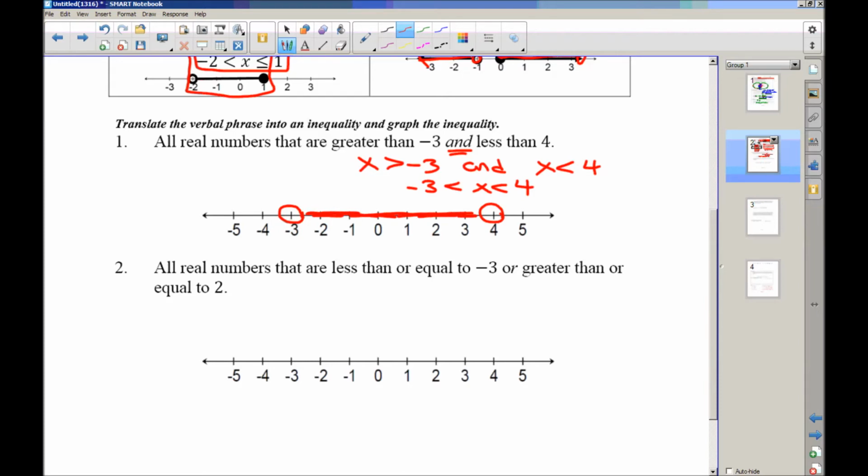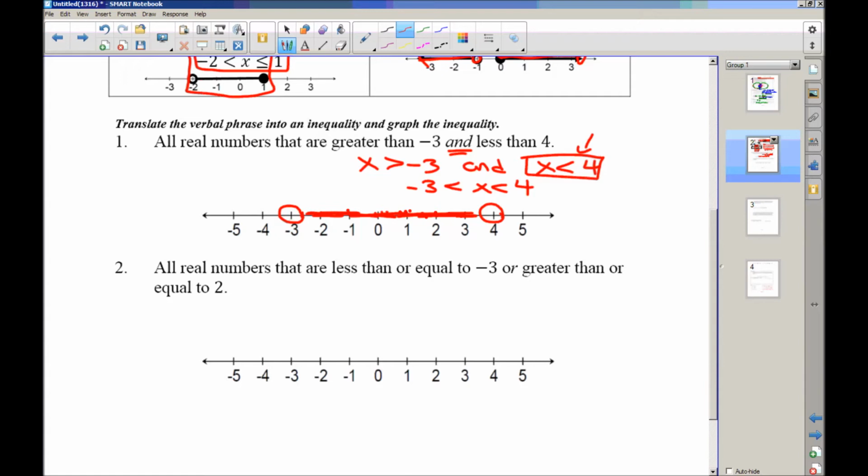So notice everything shaded in here, all of these dots in here, make this statement true. -2 is bigger than -3, -1 is bigger than -3, 0 is bigger than -3, 2 is bigger than -3, 3 is bigger than -3. But it has to stop when we get to 4, not because 4 is not bigger than -3, but because 4 doesn't make the second one true. 4 is not smaller than 4. And if we go backwards this way, 3 is smaller than 4, 2 smaller than 4, 1 smaller than 4, and we have to stop at -3, not because it doesn't make the second one true, but because it doesn't make the first one true.